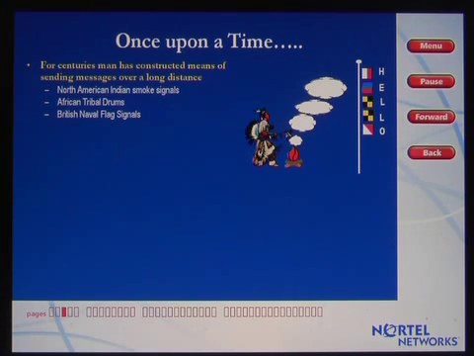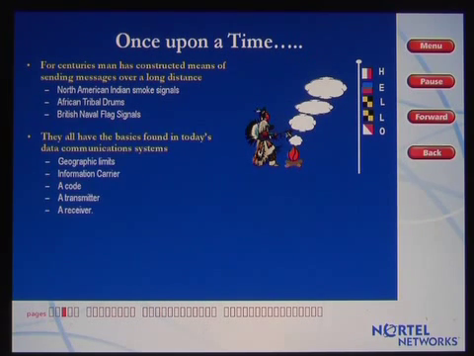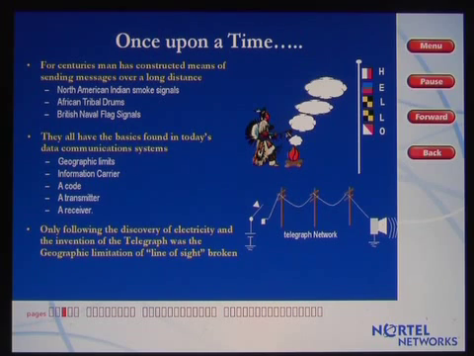African drums, Greek helioscopes, and British naval flag systems. They all have the integral parts of a modern-day communication system. Transmission is through the air. Geographic limits are as far as the eye can see. They have an information carrier, a code, a transmitter, and a receiver. Until the invention of electricity, these were the best available communication systems and were limited by line of sight.